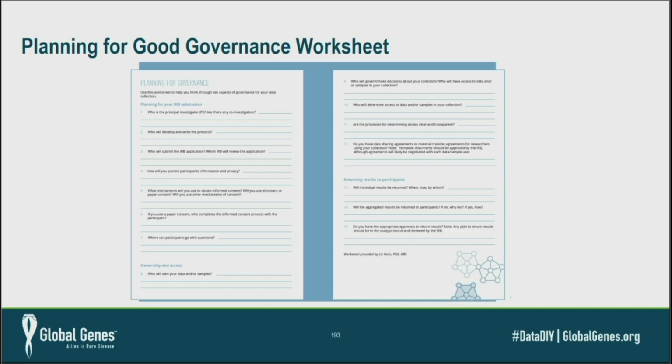So this is the Planning for Good Governance worksheet. It talks you through planning for your IRB submission, because the IRB is part of your governance. We're going to talk a lot about the governance policy. The IRB is part of it, but it's not all of it. And obviously you're going to have a principal investigator. Someone's going to develop and write the protocol. Someone's going to do the submission.